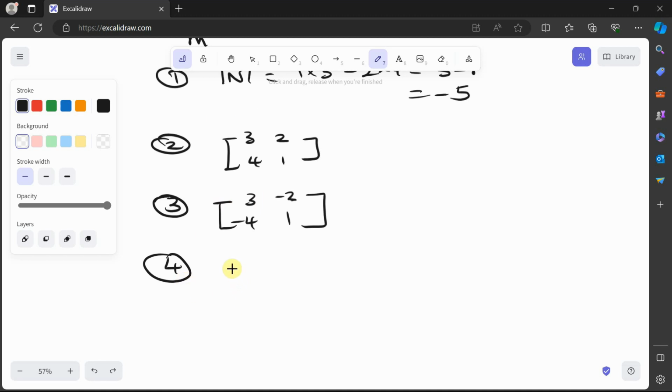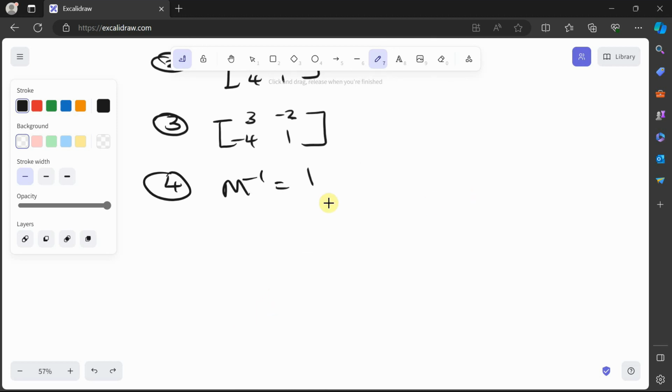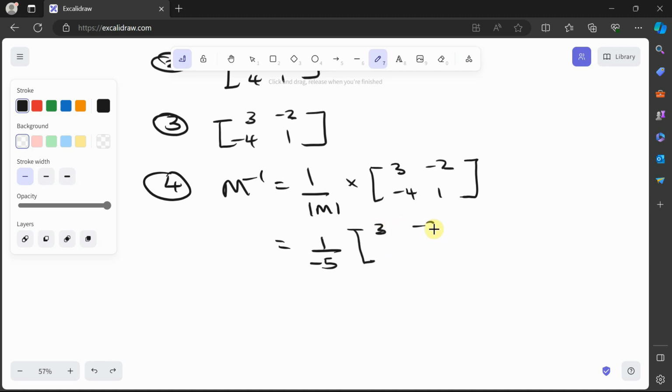So M inverse would be equal to 1. I made a mistake here. I said determinant of N. This should be determinant of M, not N. Pardon me. So this would be 1 over determinant of M multiplied by 3, minus 2, minus 4 and 1. So what is the determinant of M? The determinant was minus 5, if I'm correct, and this is 3, minus 2, minus 4 and 1.